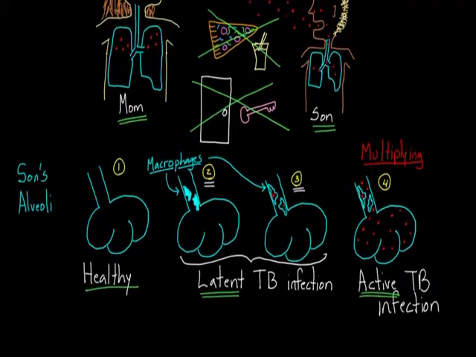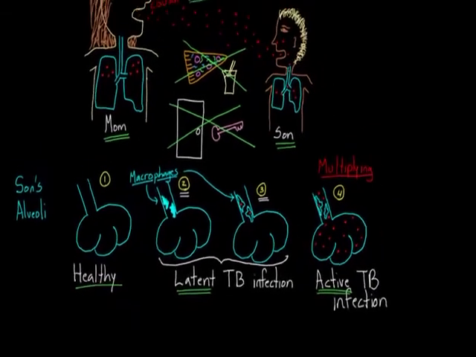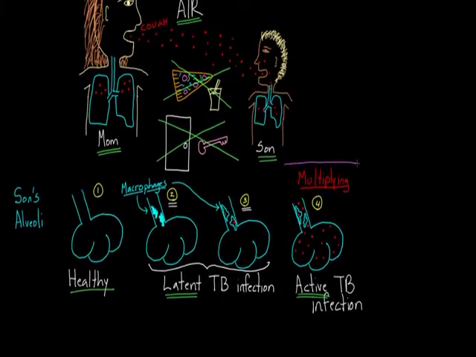Let me make just a little bit more space then. I'm going to focus now on just this final one, this multiplying active TB infection situation. So if, let's say, our son in this case gets tuberculosis from mom, and let's say, unfortunately, he has an active TB infection, what are some clues to tell us that he has an active infection?